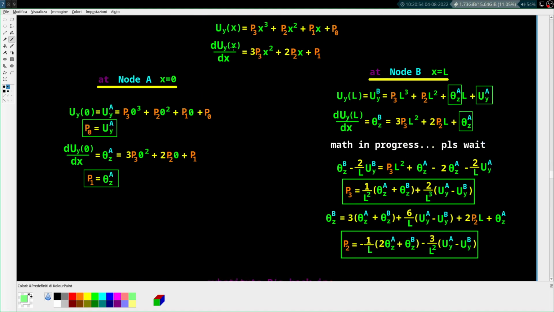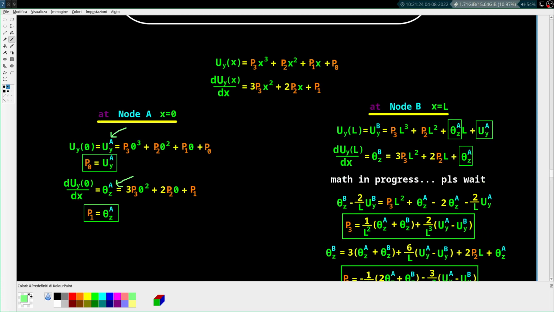So here's the original equation for the displacements in the y direction, and here's the derivative of that for the rotations. So if we were to plug in x equals 0 for node A, this is what the displacement is at 0. It's UA in the y direction, and then the rotation is theta z at node A, right? So these are all 0, 0, 0 cubed, 0 squared, 0. We're plugging in 0 for x, and so only p0 and p1 come out of that, so we can solve for p0 and p1 like that.